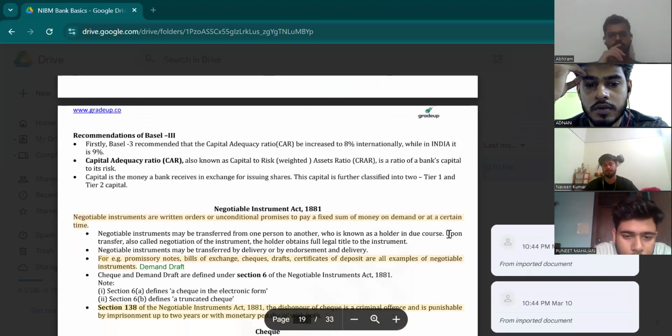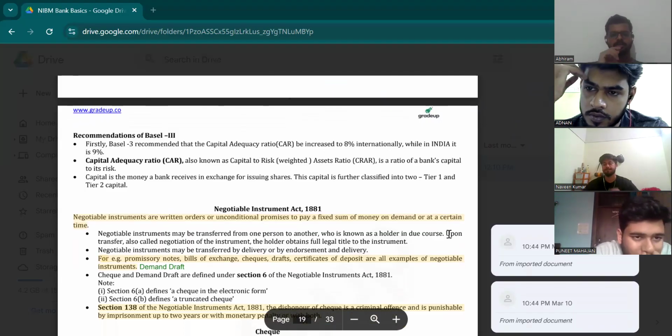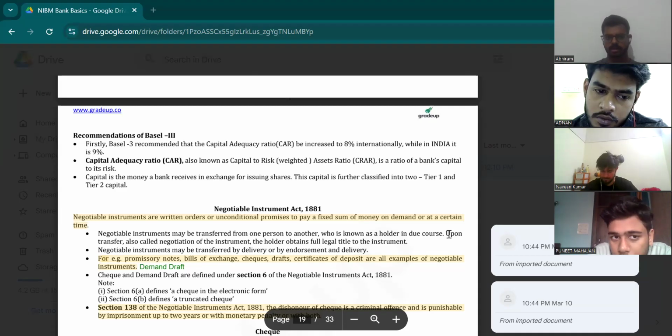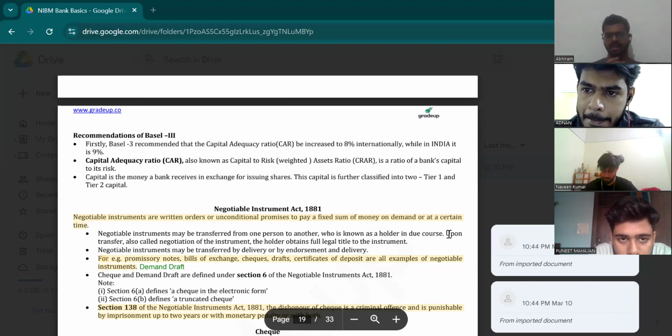Sir, a small doubt. Do they need to maintain CRR plus SLR plus this 9%, sir? No. Banks maintain CRR on what? On total deposits. SLR is also on total deposits. But this is not that safeguard; this contains something more than the total deposit.